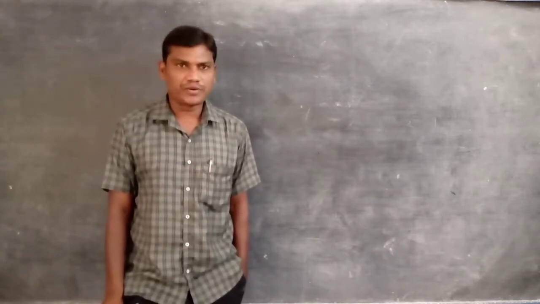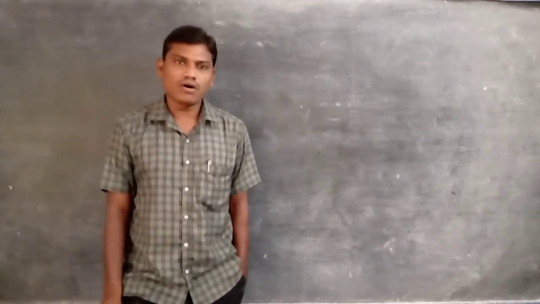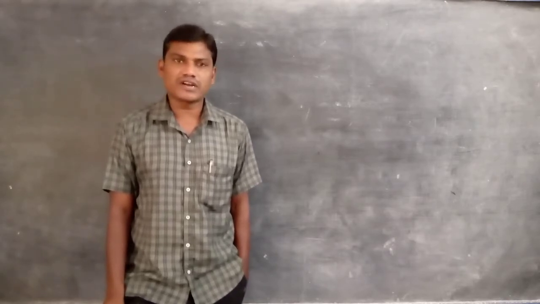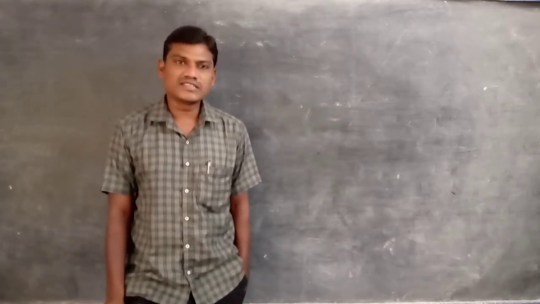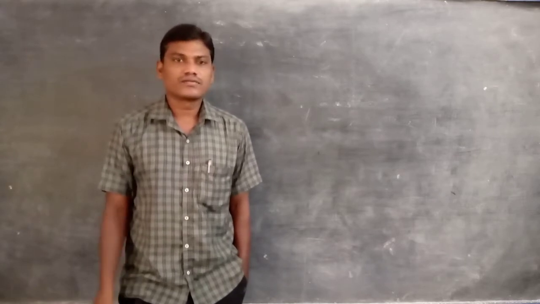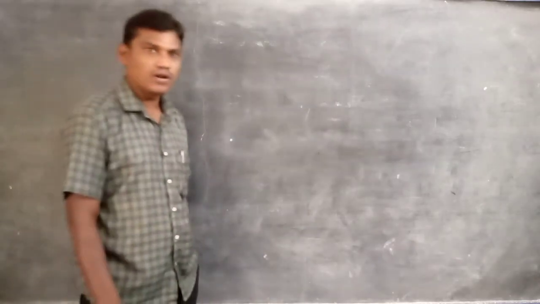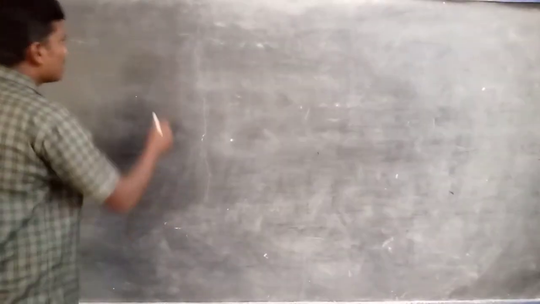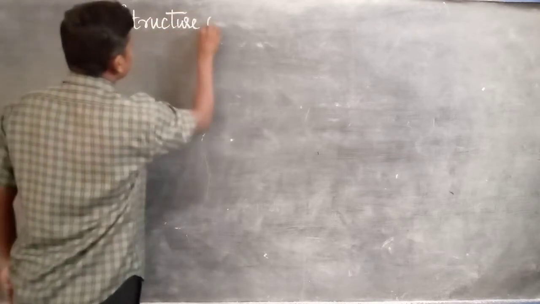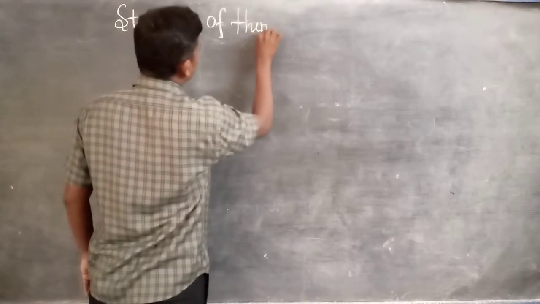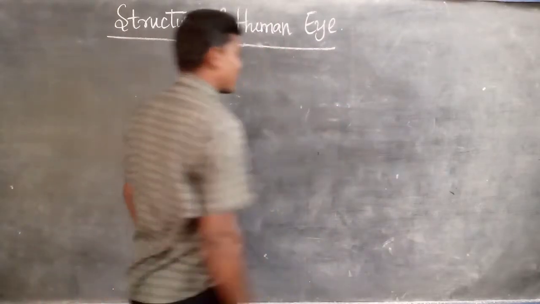Today, in this part 2 video, I would like to explain the structure of the human eye, what the parts involved in it are, and what the major role of each part of the human eye is, in the chapter of human eye and colorful world. So, structure of the human eye.